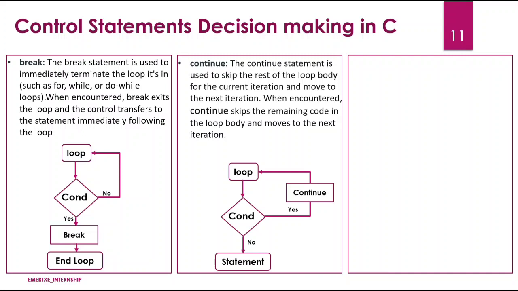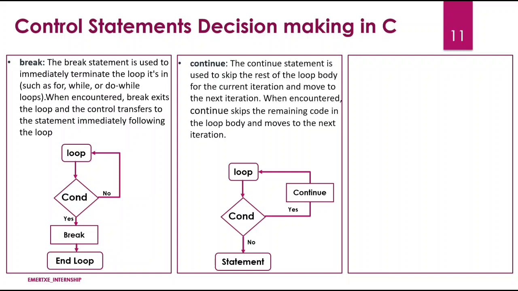Therefore, it is an example of exit control loop. So, break. The break statement is used to immediately terminate the loop. When encountered, break exits the loop and control transfers to the statement immediately after it. And what is continue? The continue statement is used to skip the rest of the loop body for the current iteration and move to the next iteration.